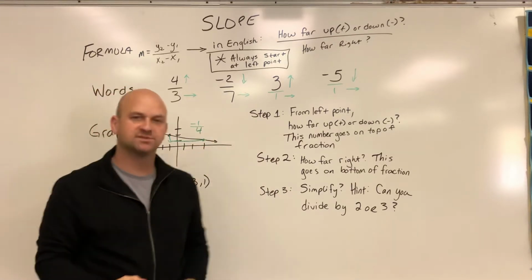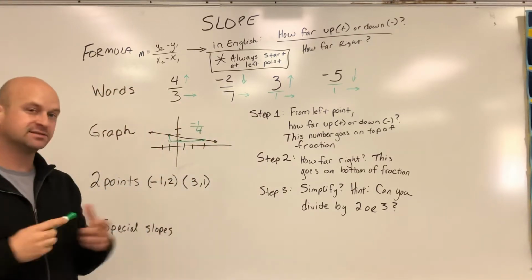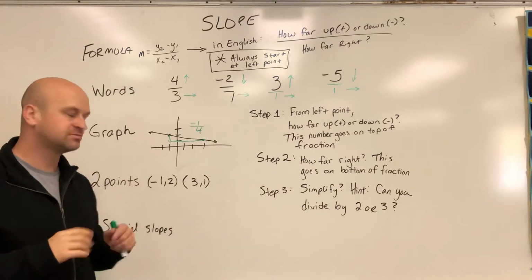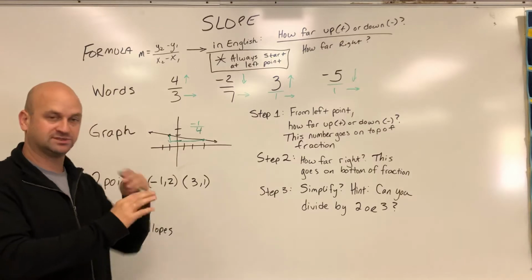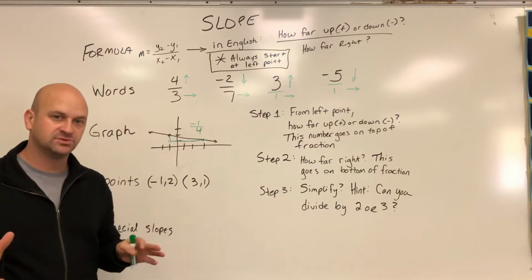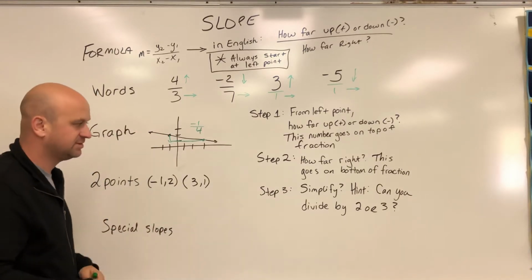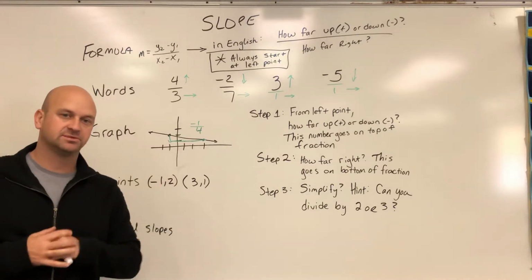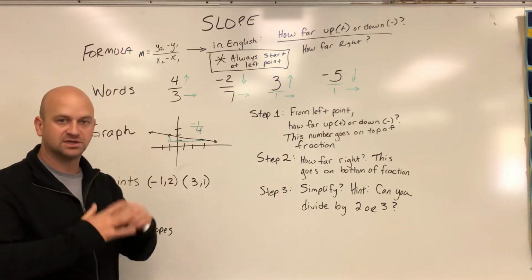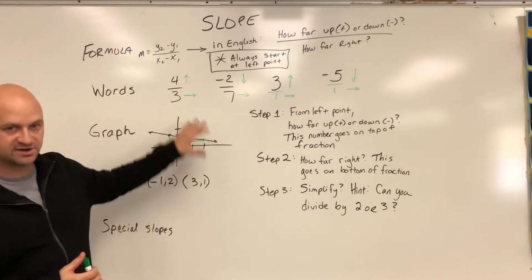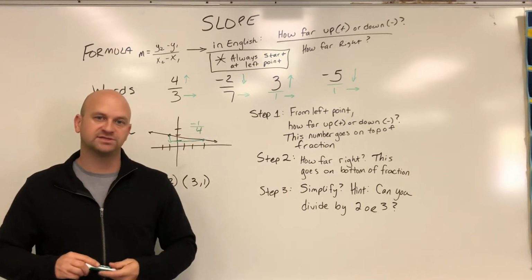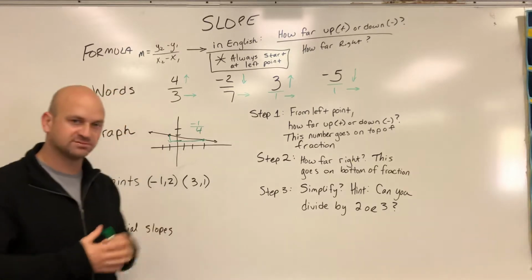The third step is, do we need to simplify? And the hint for most of the problems: can we divide the top and bottom by 2 or the top and bottom by 3? Those two questions, if they're possible, very likely are going to be able to simplify the fractions in most of them. There are other ways to do it, but essentially we're just simplifying fractions, and those are two very common ways to factor or to simplify a fraction.